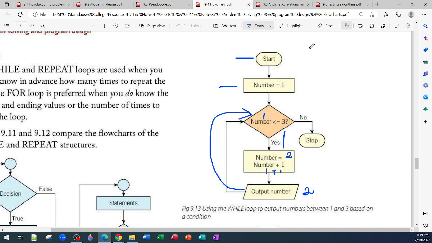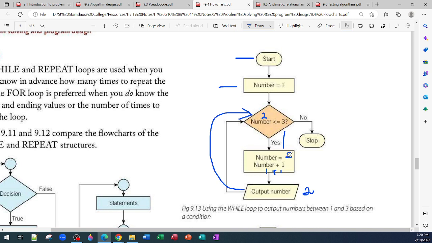And now this here is going to have a 2 inside of it. Please note, what I'm doing here is called tracing. Just like how you created a trace table, this is also called tracing. So I'm tracing what is happening to the flowchart, or if it was pseudocode, I'm tracing the pseudocode. So it's important for you to write down what is happening at each step so that you can trace it properly.